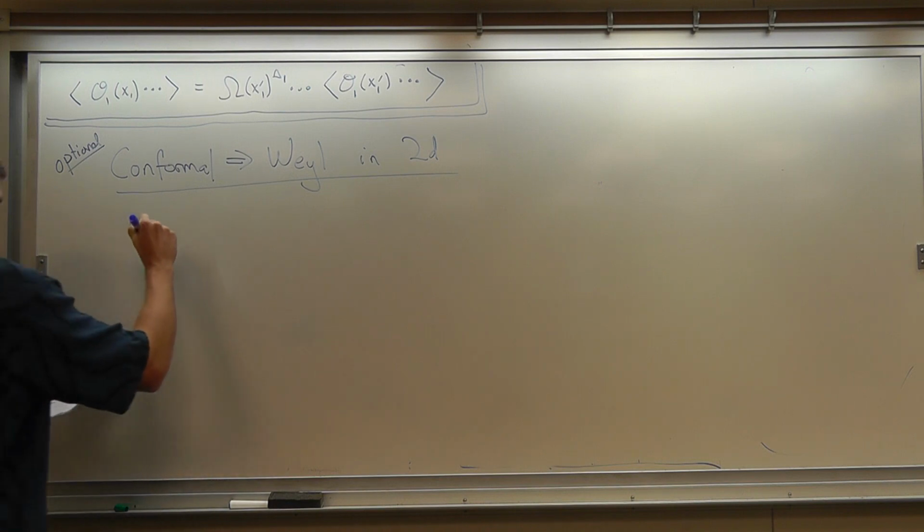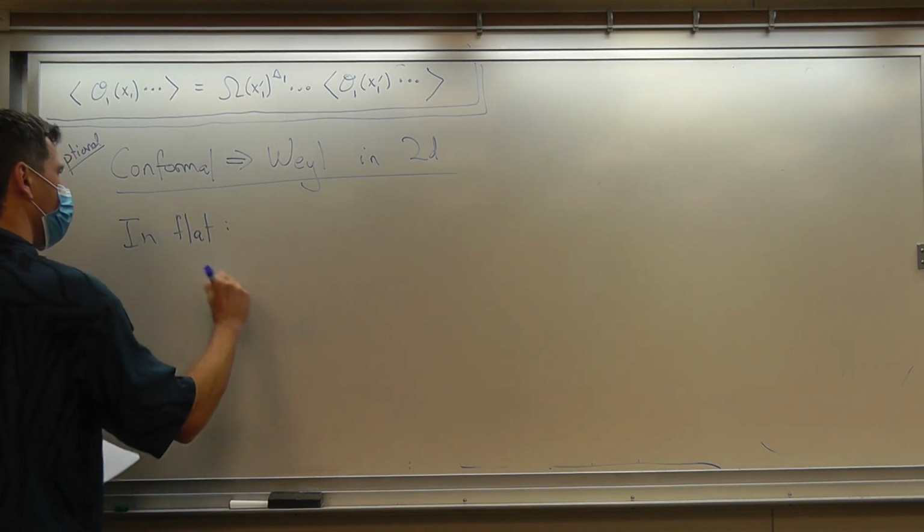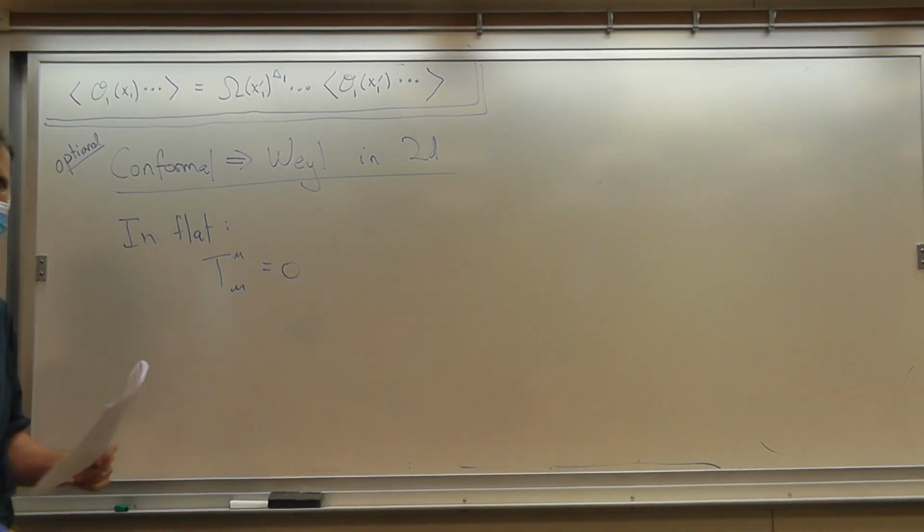Okay, so how does this go? So in flat space, T mu mu is equal to 0. And by the way, the reason I'm doing this is because I think this is a really beautiful method of argument. And we're not really going to use it later in this particular class. Like the tricks I'm about to show you, we're not really going to use later in this class. But they're very important for lots of stuff in CFT, and I think a really cool argument.